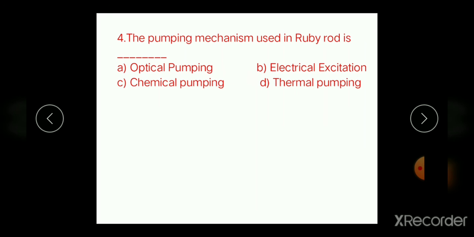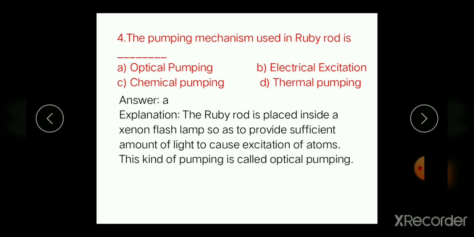The pumping mechanism used in the ruby rod is: option A, optical pumping; B, electrical pumping; C, chemical pumping; D, thermal pumping. Answer is option A. The ruby rod is placed inside a xenon flash lamp so as to provide a sufficient amount of light to cause excitation of atoms. This kind of pumping is called optical pumping.